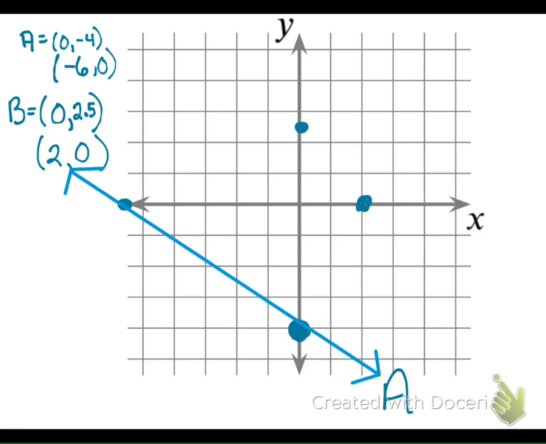Then I'm going to draw my line. Now I'm not going to draw my line like that. What's wrong with that line? It's not through the coordinate. It didn't go to the end of each of my coordinate planes.